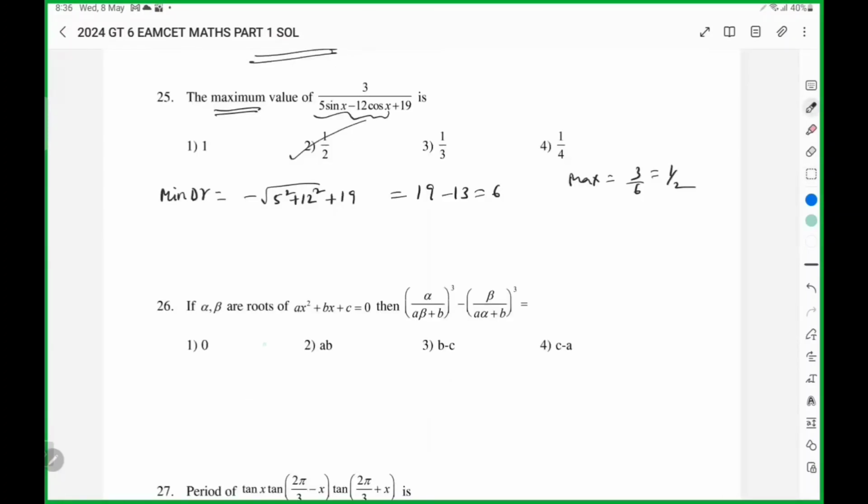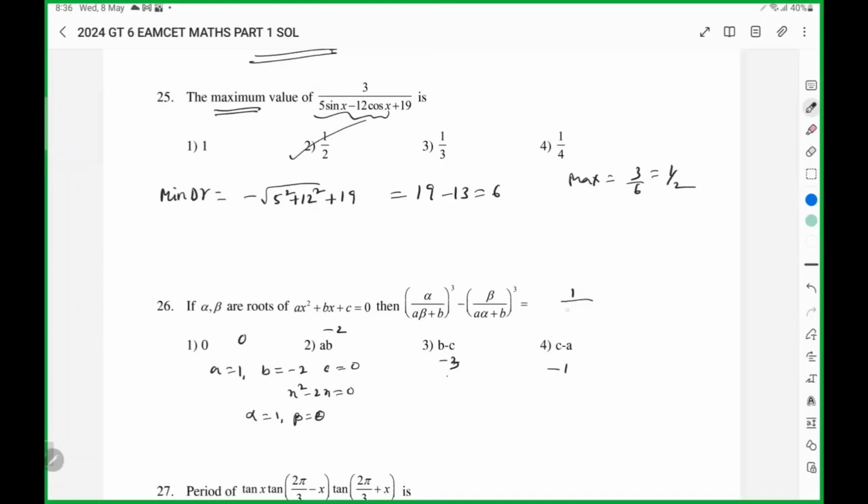Problems you can do by the substitution method. A is 1, B is minus 2, C is 0. I'm taking x square minus 2x is 0. Then alpha is 1, beta is 2. Your options are minus 2, b minus c, 1 into minus 2 here, minus 3, c minus a. Suppose after simplifying this expression you got minus 3 is the answer, then b minus c. So here alpha is 1, beta is 0.